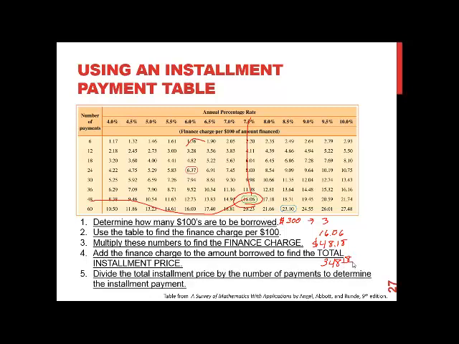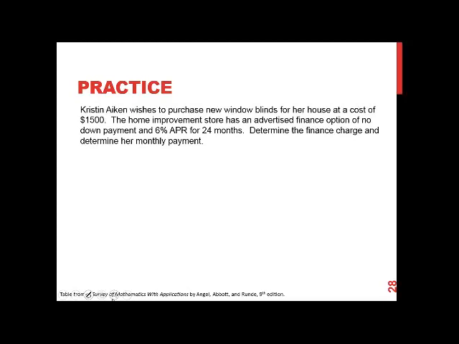And finally, to find out what your monthly or quarterly payment is, or your regular installment payment, we're going to take the $348.18 and divide it by the number of payments. Let's look at an example. Kristen Aiken wishes to purchase new window blinds at her house at a cost of $1,500. The home improvement store has an advertised finance option with no down payment, 6% APR for 24 months. Determine the finance charge and determine her monthly payment.